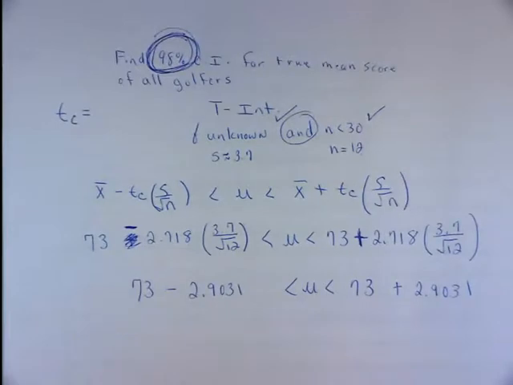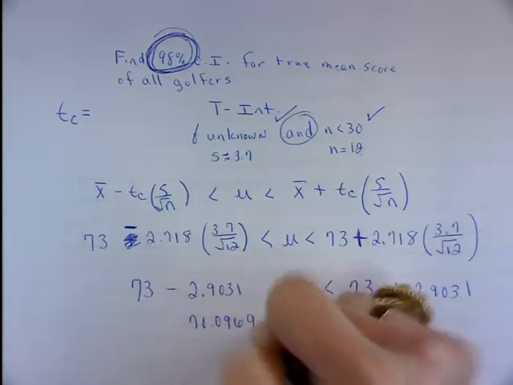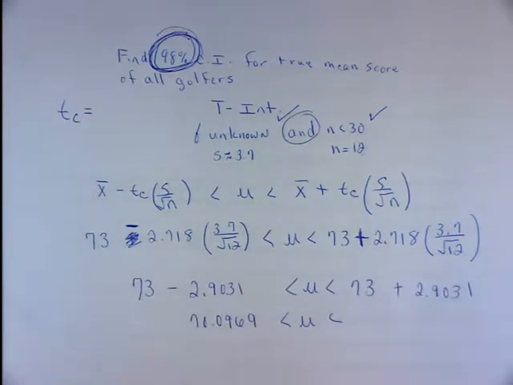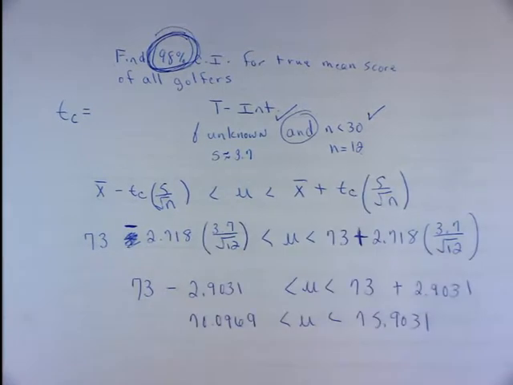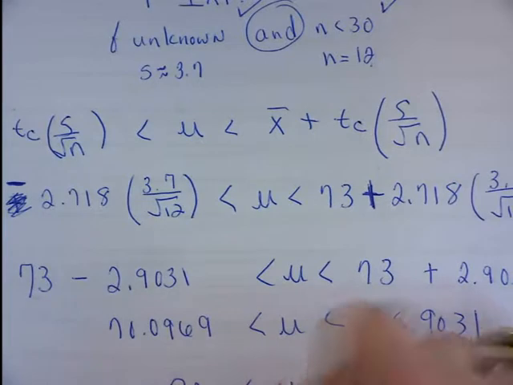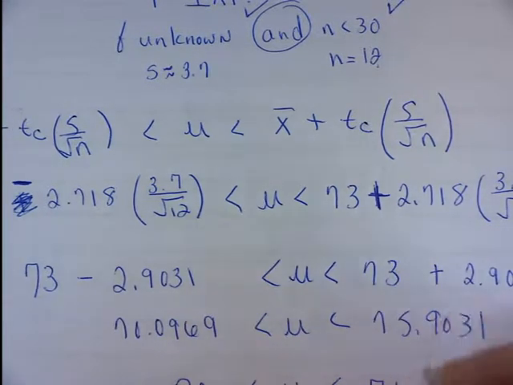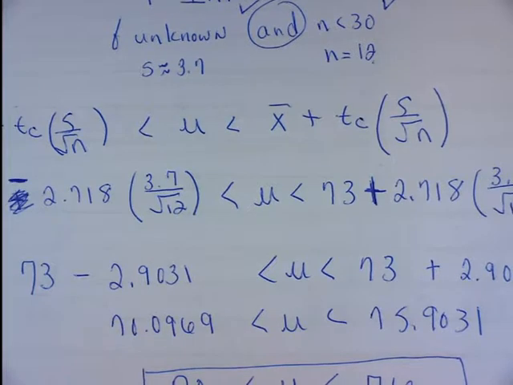Subtract from 73, and you have 70.0969. Add to the 73, and you have 75.9031. We round finally to the same number of places as the given sample mean x bar. So that's a whole number. 70 is the lower, and 76 is the upper. We are 98% confident that the true mean score of all golfers is between 70 and 76.